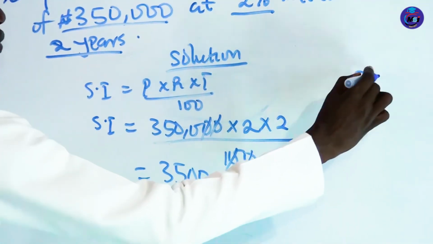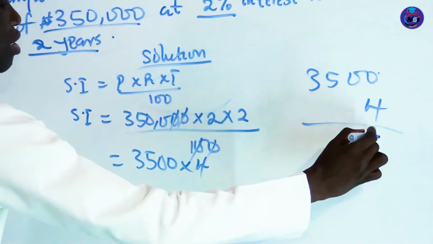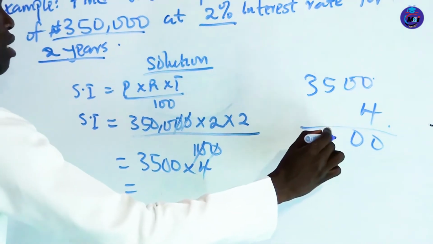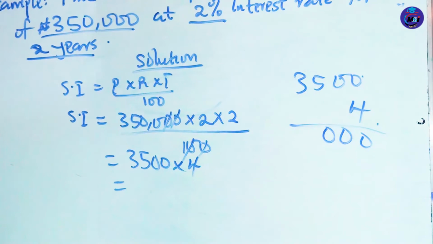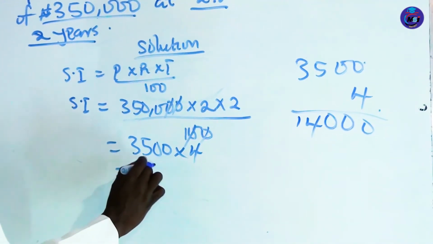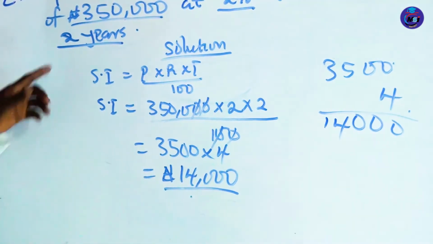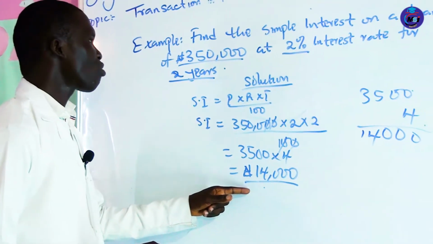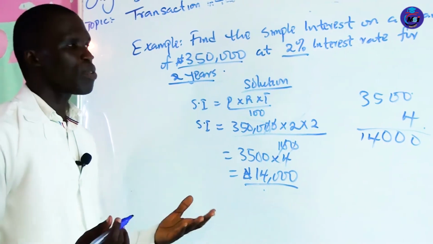Okay. This will give us 3, 5, 0, 0 times 4. 4 times this is 0. 4 times this is 0. 4 times 5, 20. You write 0, carry 2. 4 times 3, 12. Plus 2, 14. So you have 14,000. So at the end of 2 years, 14,000 will be the interest on 350,000. I hope you get that.